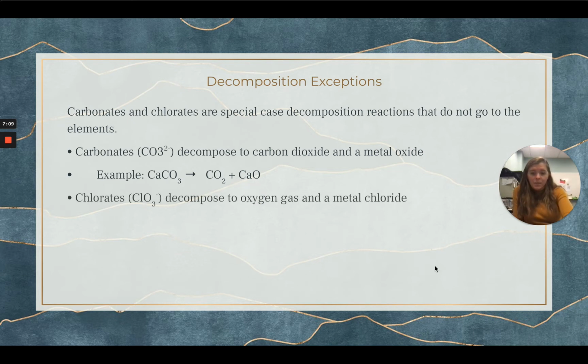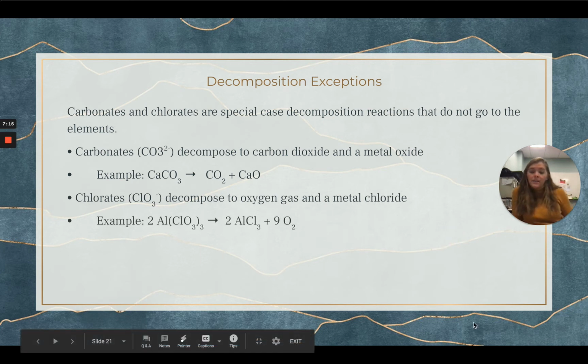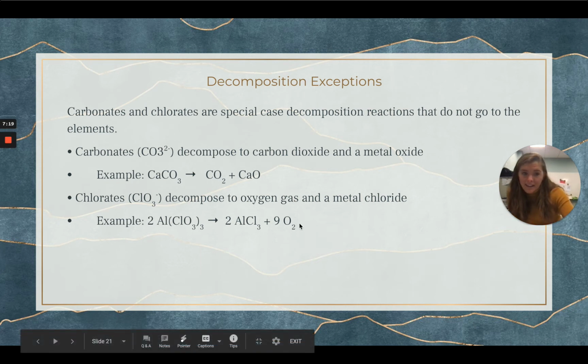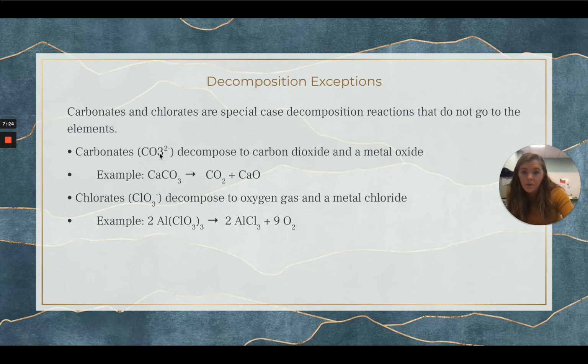Okay, the same with the chlorates. They're going to decompose to form oxygen gas and a metal chloride. So 2AlClO3 is going to form the AlCl3 and oxygen gas. So again, we're not forming aluminum and chlorate because we can't just have a carbonate by itself. It's always going to form CO2. We can't have a chlorate just by itself. It's always going to decompose into oxygen gas. So that's just something a little different that we have to make sure we're remembering.